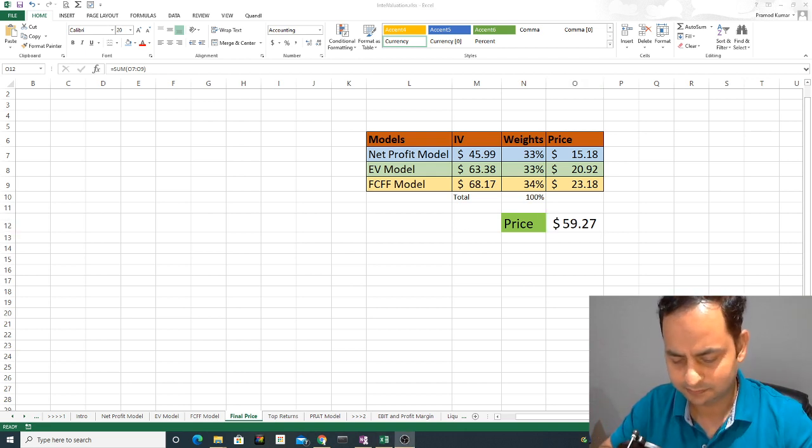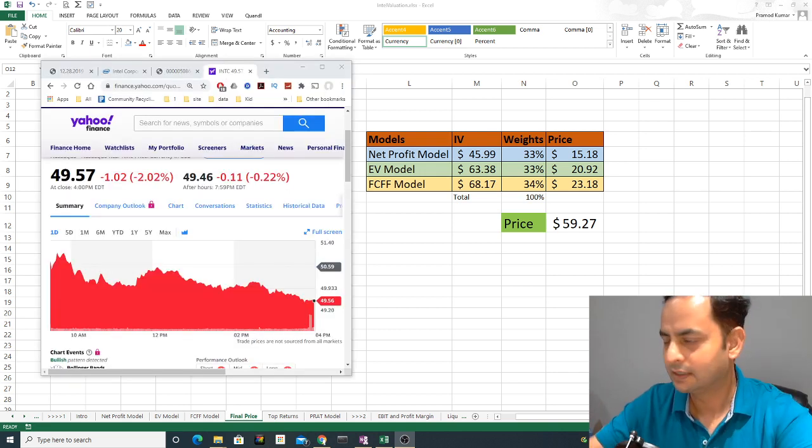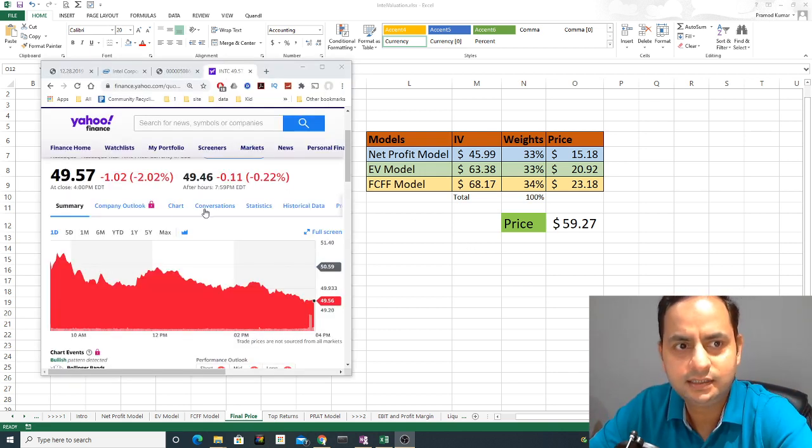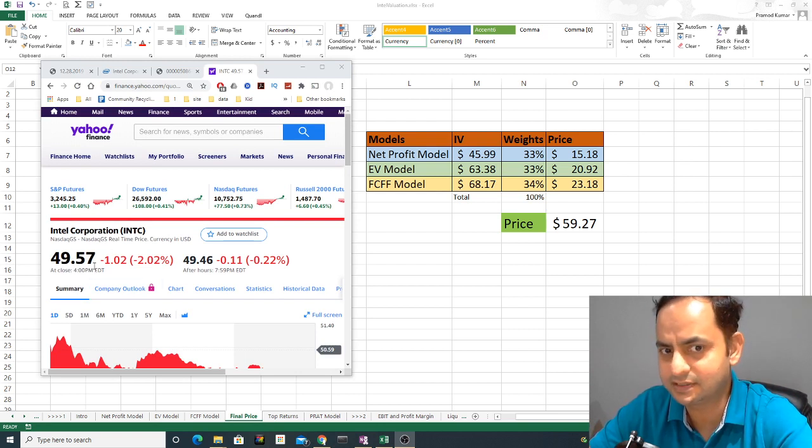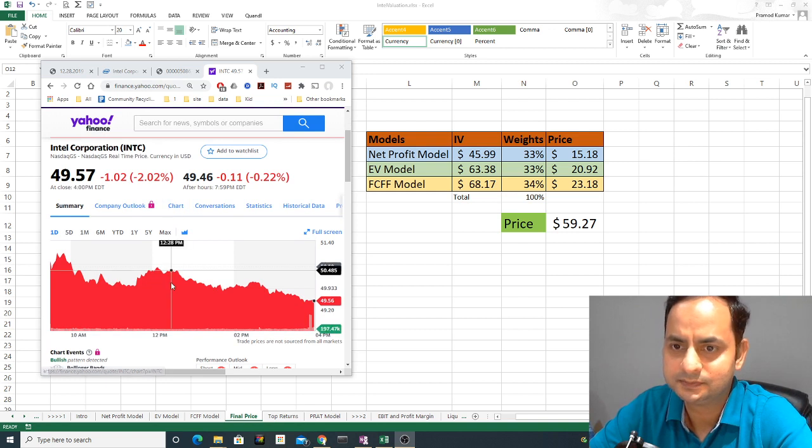Let me check it out. At the moment, if you can see in Yahoo Finance, I am bringing up Intel. So Intel is trading at $49.57, which is a big discount compared to our average price. Here, if I put this a little bit, so this is my average price, right? And this is trading below the average price right now. So let me know what you think.